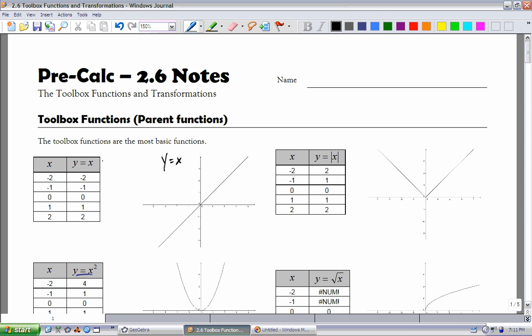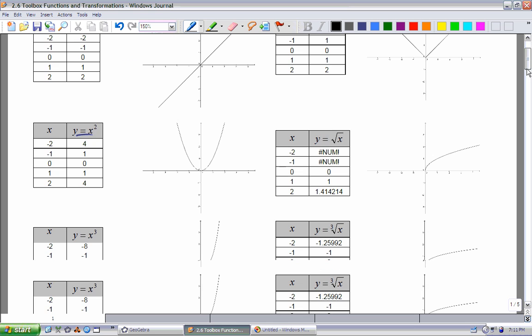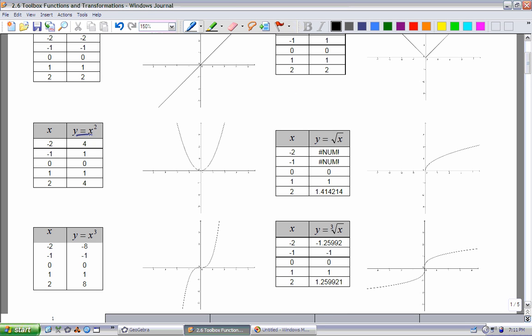Okay, and we have a chart here showing some of the values of y equals x around 0 and its graph. Y equals the absolute value of x, okay, has a V shape when you graph it. Y equals x squared, which we should be familiar with, parabolas. Y equals the square root of x.